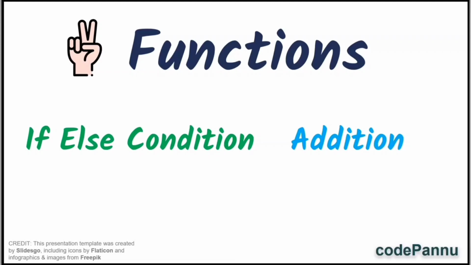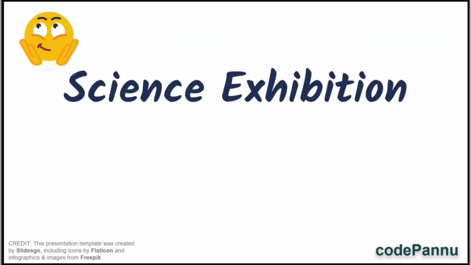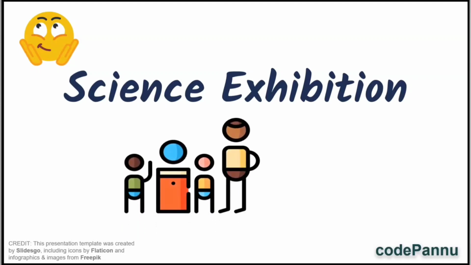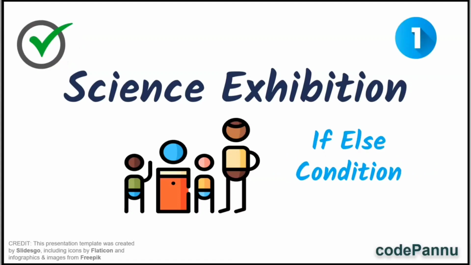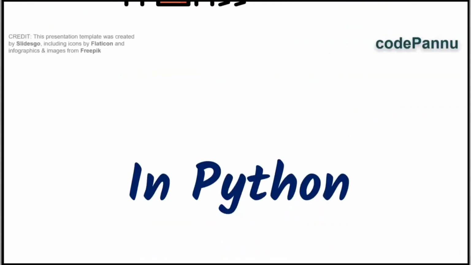One function with an if-else condition and the next function to do addition. Okay? Let us imagine that you're going to a science exhibition with your friends. There is an age limit to attend the science exhibition, and only if you are above 10 years old, you will be allowed to attend. So, we shall write our first function with an if-else condition to check if you are eligible to attend the science exhibition. Let us go to Python and write our first function.